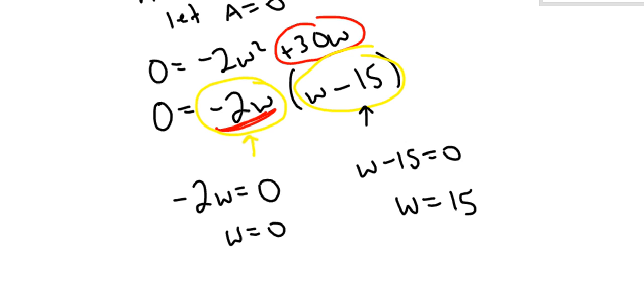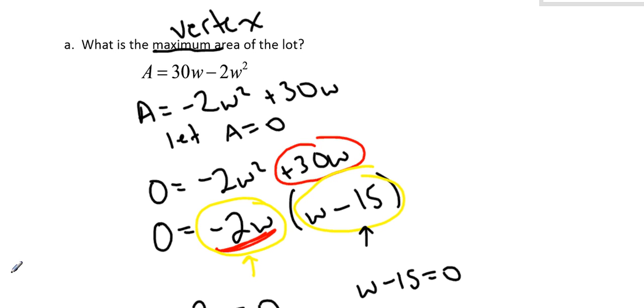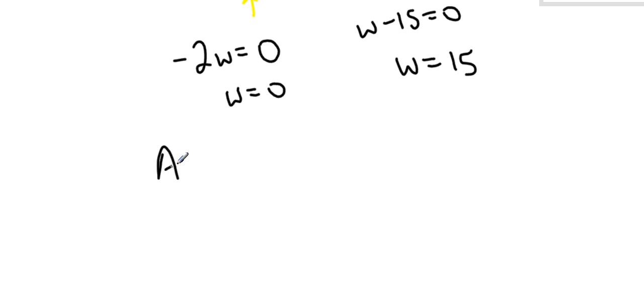And again, if we think about the visualization, this was at 0. Now I know this is at 15. So we were looking for the vertex, though, not the roots. So to find the vertex, we're now going to find the axis of symmetry.